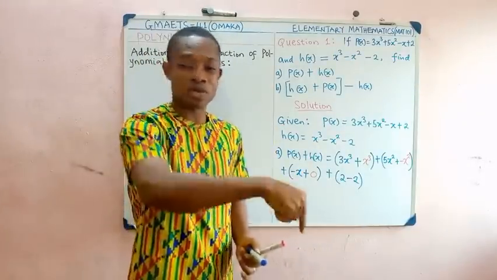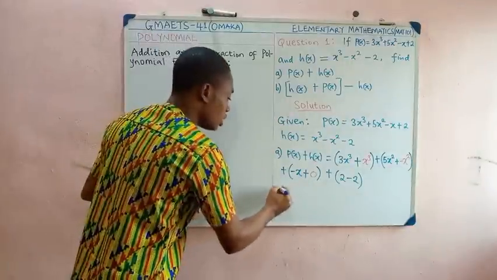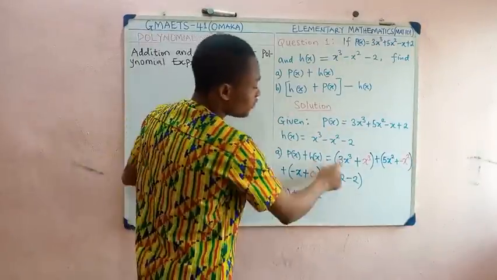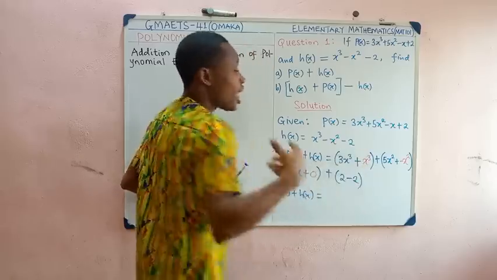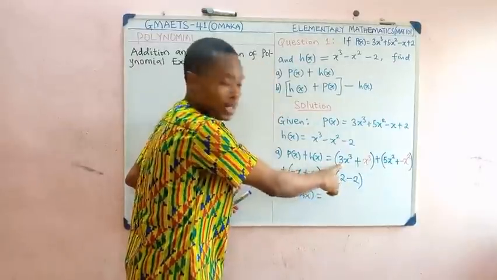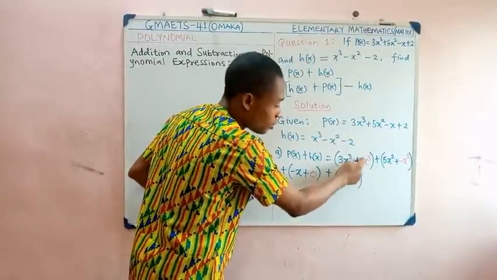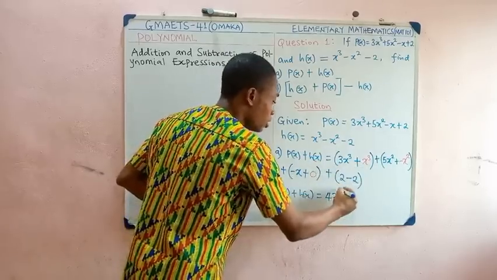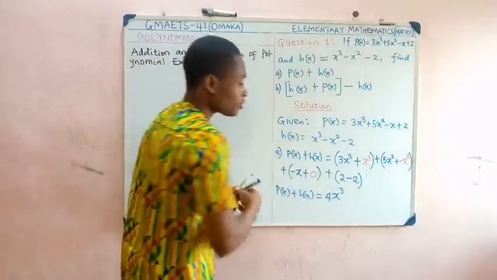But if it's minus 2, you must show the sign. We can now conclude that p of x plus h of x is now equal to 3x raised to the power 3 plus x raised to the power 3. How do you work around this quickly? Pick their like terms first. This is 3 as the coefficient, and this is an invisible 1 as coefficient. So 3 plus 1 will give us 4, then you pick the common term, x raised to the power 3. Is that okay?